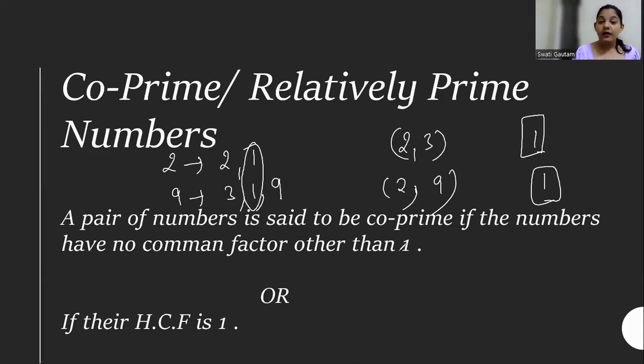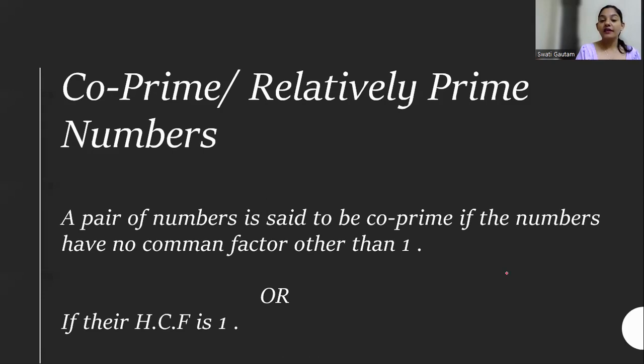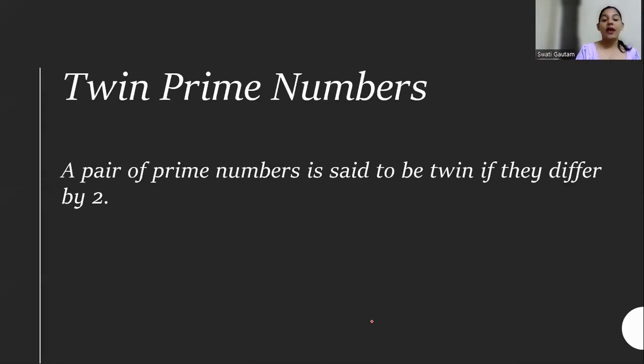So you can state the definition in two ways. First, their only common factor is 1. Other than 1, there is no common factor between the two numbers. And second, the highest common factor of co-prime numbers is 1. So we have two types of definition.